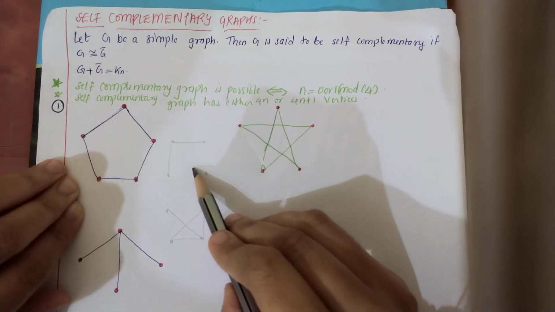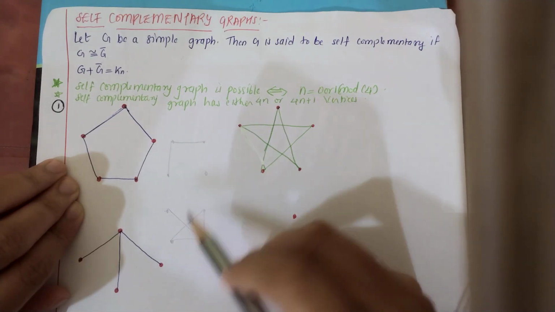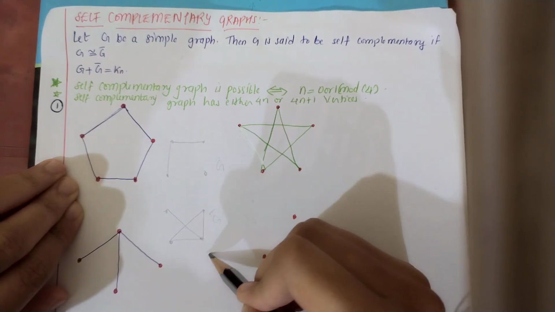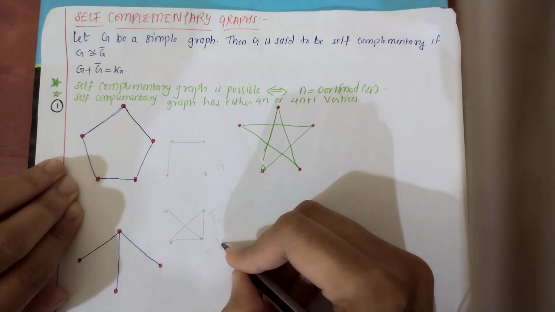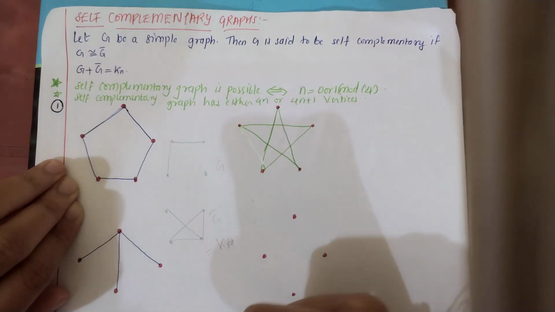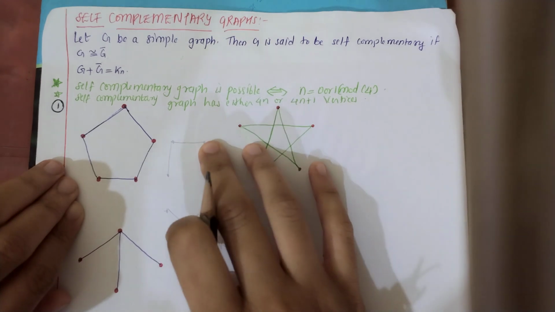So if this is a graph G, this is going to be its G dash, and G plus G dash will give me a complete graph. So this will be 1 2 3 4, K4. So this is the meaning of the complement of a graph.